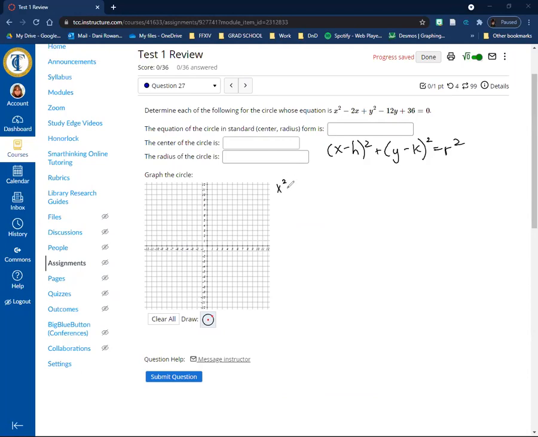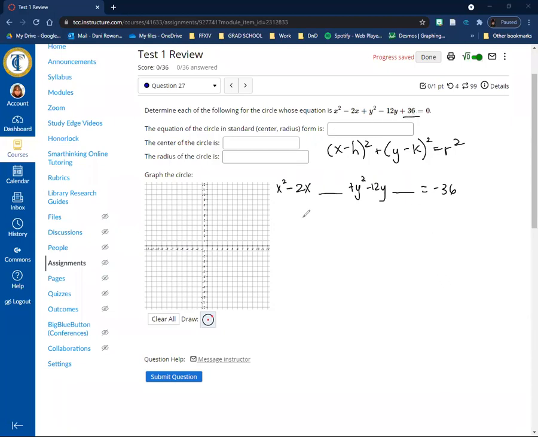So what I'm going to do is put my x's together, x squared minus 2x, and then leave a space, and then do my y's, y squared minus 12y. I'm going to leave a space, and then we have plus 36 here. What do we need to do if we're going to try and complete the square? Put it on the other side. Yeah, we need to put it on the other side. So I'm just going to set this equal to negative 36, and we did that just by subtracting 36 from both sides.